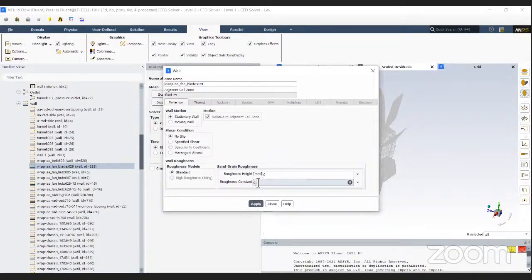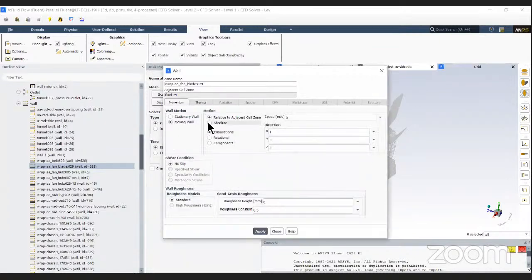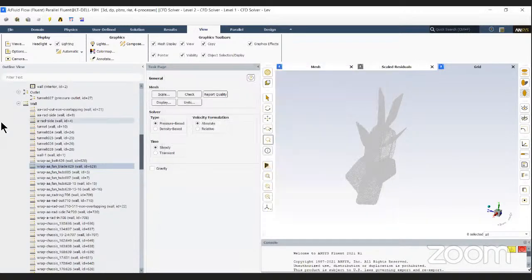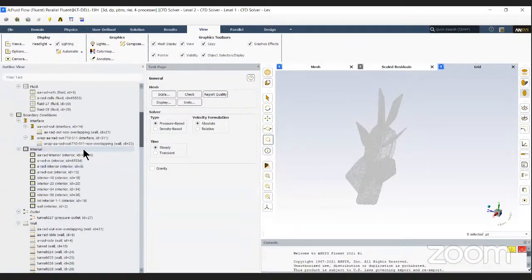If it were an actually stationary zone, then you would select moving wall and then select an absolute value of 0. Because when you select an absolute value of 0, you're saying, no, this is completely stationary in my domain. This is not moving with respect to anything. But for this case, let me not change the settings here, and we'll keep this as it is.